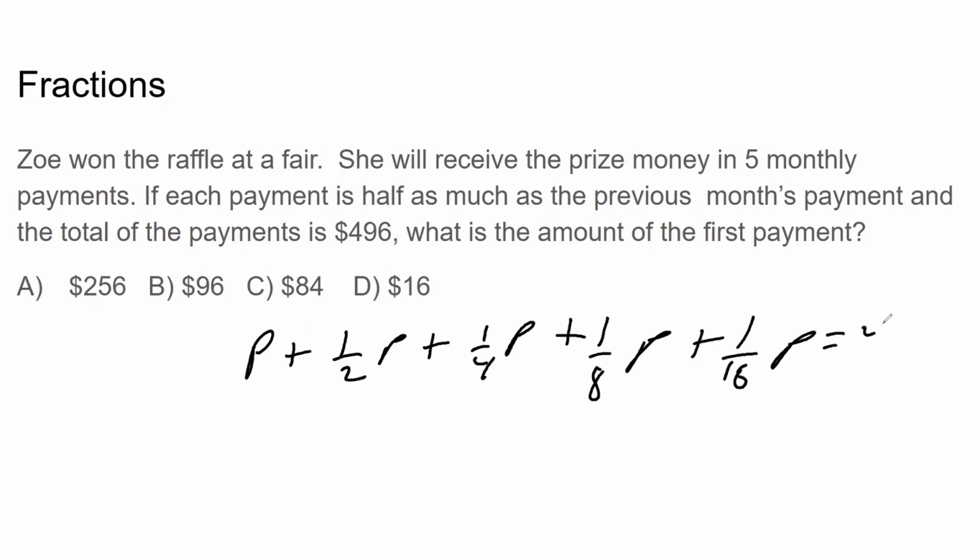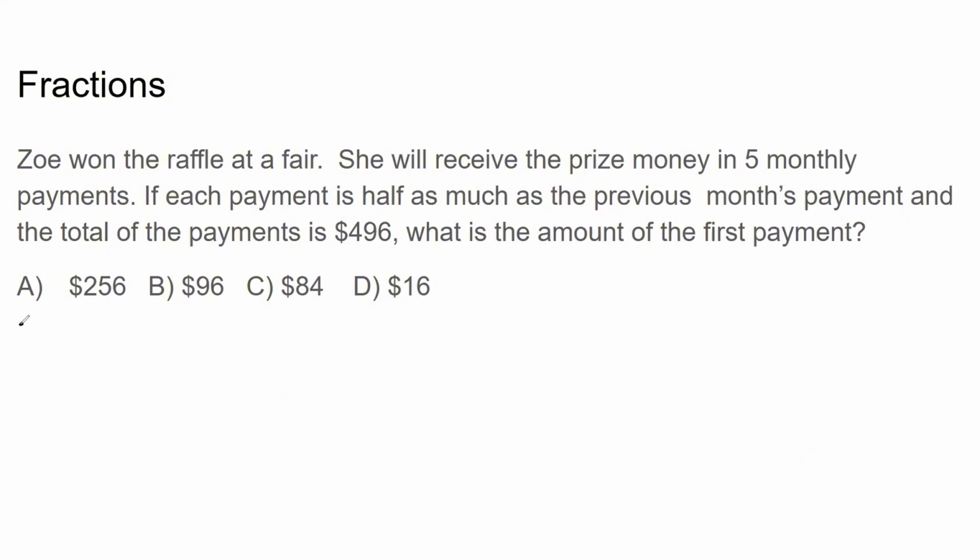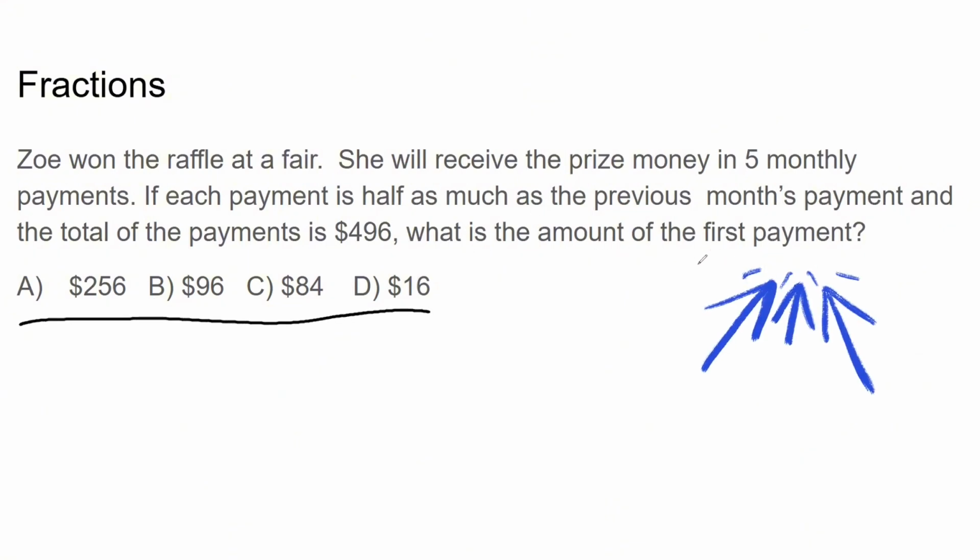And I could set that equal to 496. And I could solve for P. I could maybe multiply everything by 16 and then work it out and solve the algebra for P. And that's fine. That takes a lot of work. Let's work backwards. Let's look at these answer choices. And let's see, it wants to know what's the amount of the first payment.